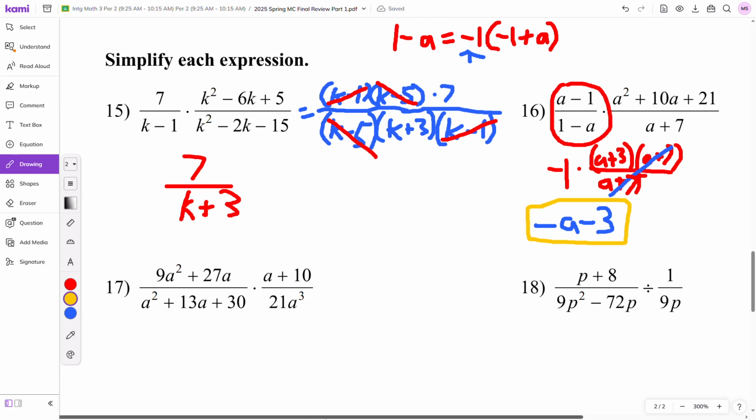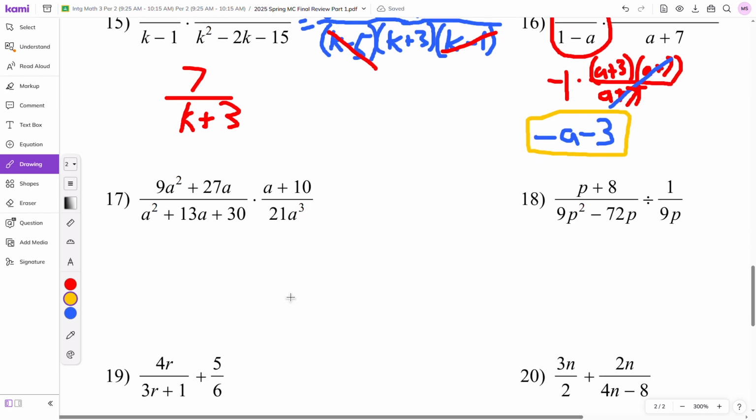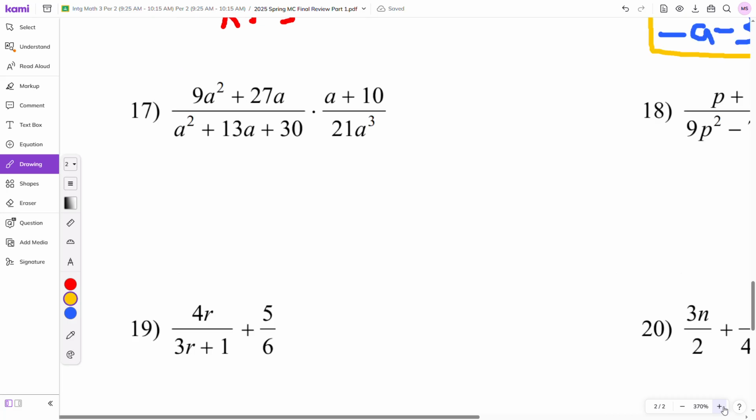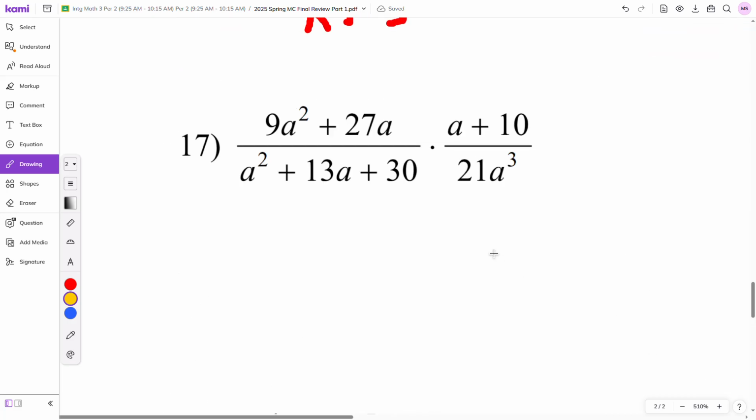Number 17. We're just going to keep going. In fact, let me zoom in a little bit better. For people watching at home on the video, it might be better to just do this. Again, pause the video and wait for the explanation, and we're back.